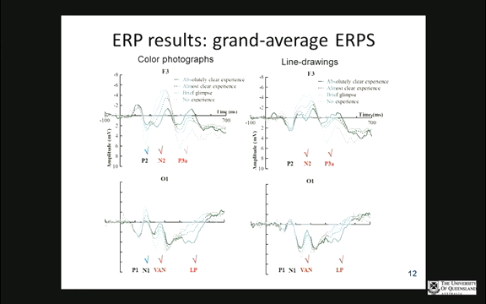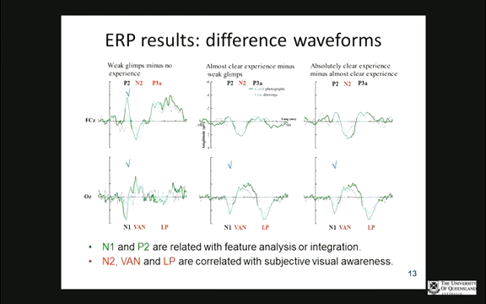The ERP difference here shows that there were significant differences on N2 and VAN between the continuous awareness ratings, but on P3A there was only a significant difference between glimpse and no experience. And there were significant differences among other comparisons on LP, but not on P3A.